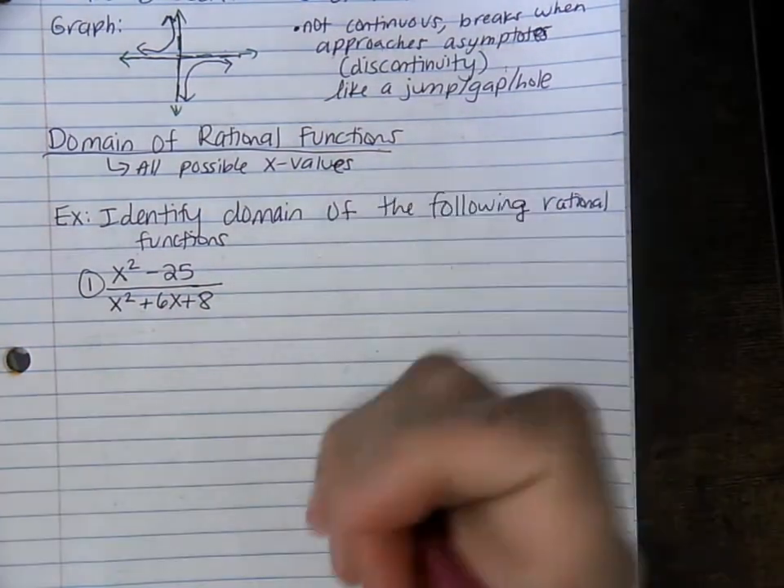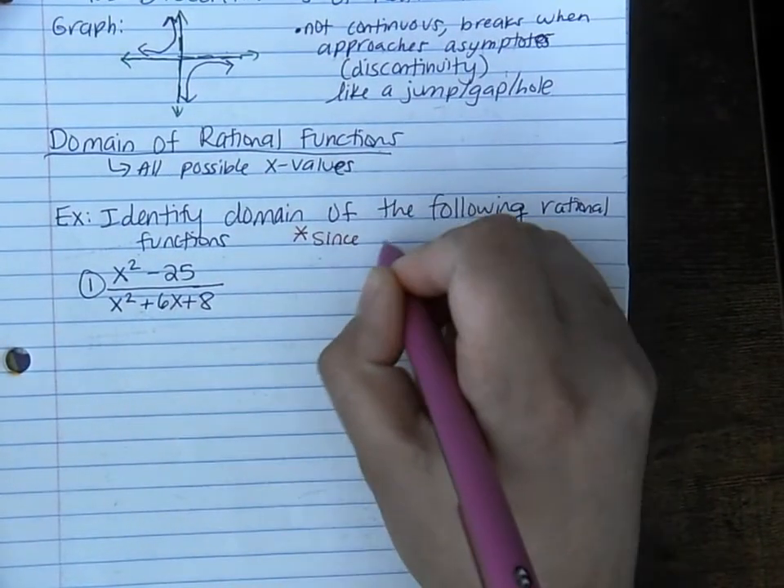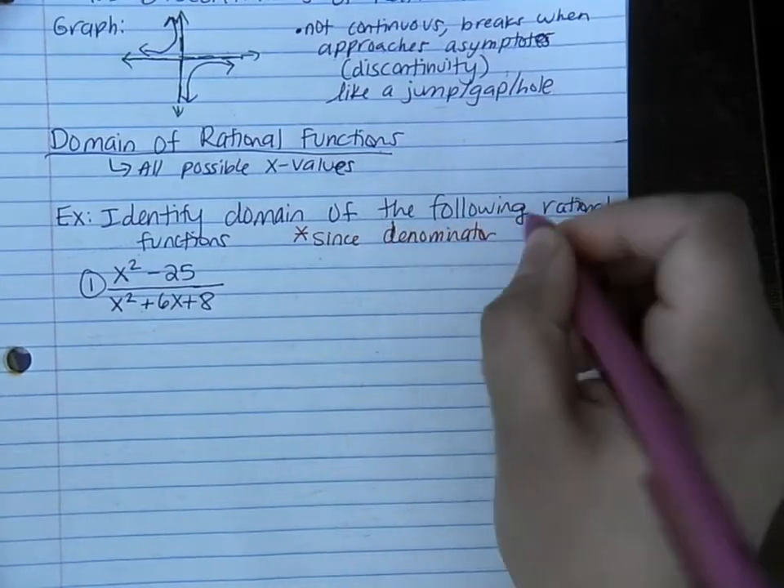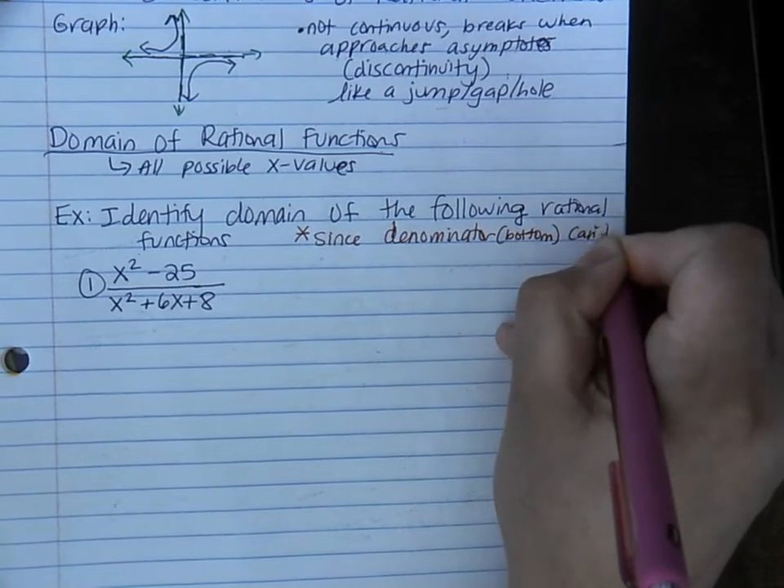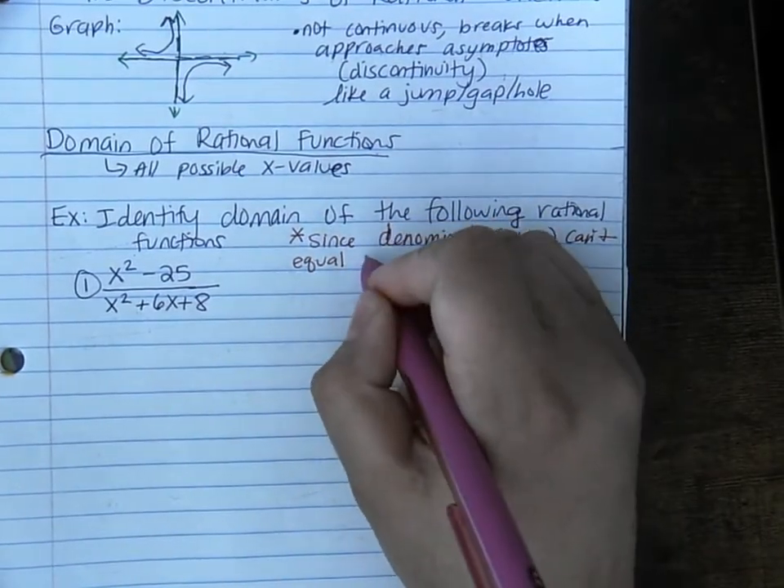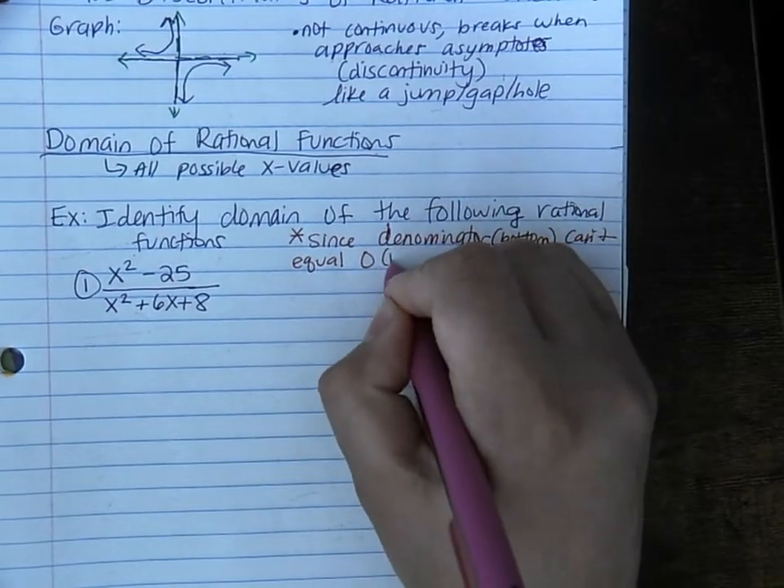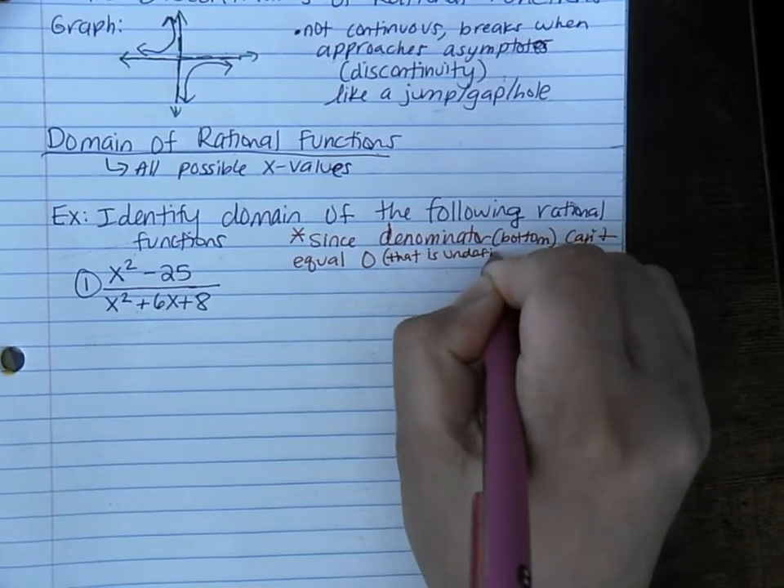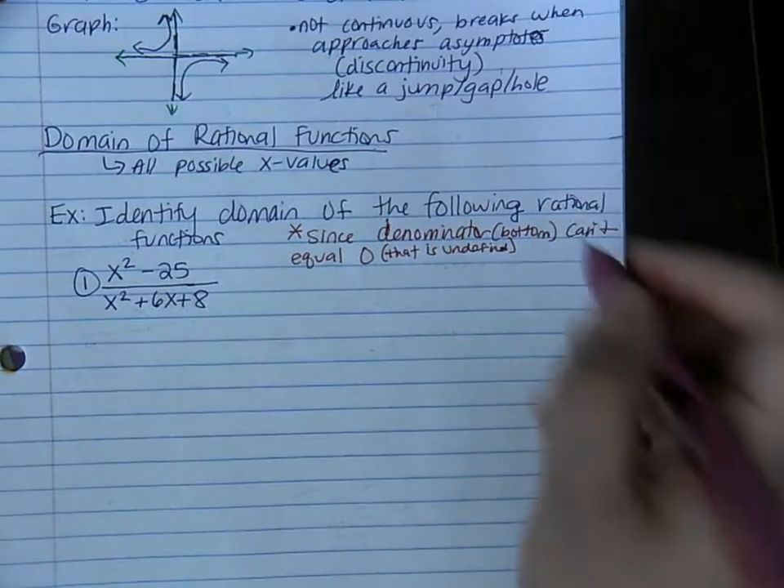Let me write that here, because this is important whenever you're finding domains. Since the denominator, that's the bottom of the fraction, can't equal 0, either way you think about it, because it is undefined. Let's find what makes the denominator 0.